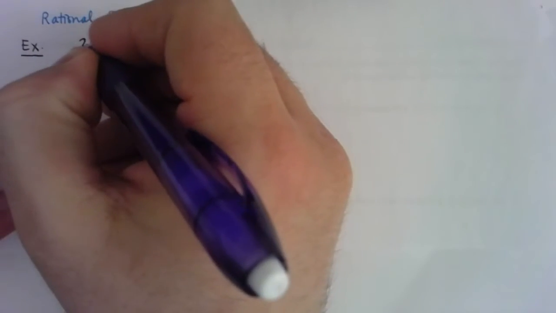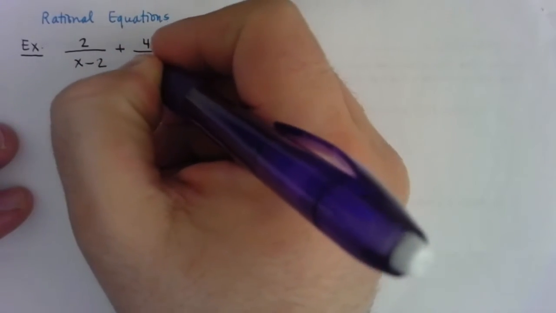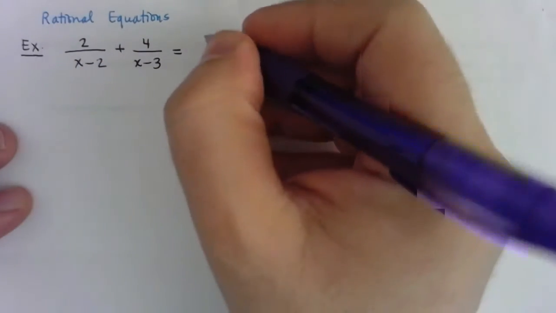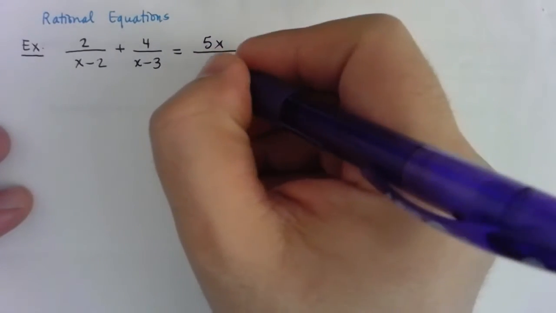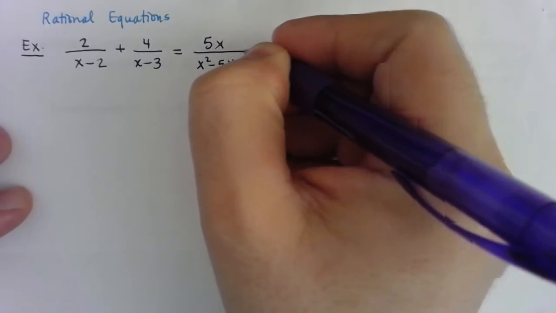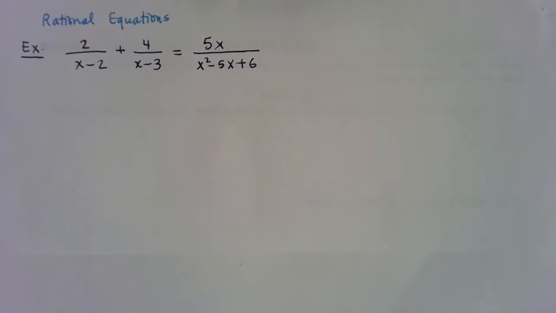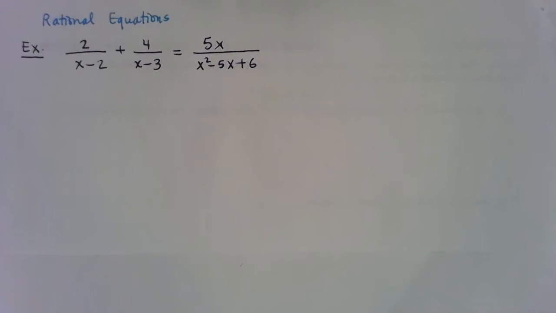The first one, let's look at this example: 2 over x minus 2 plus 4 divided by x minus 3 equals 5x divided by x squared minus 5x plus 6. How do we solve this equation? We try to figure out the x values that satisfy this equation.